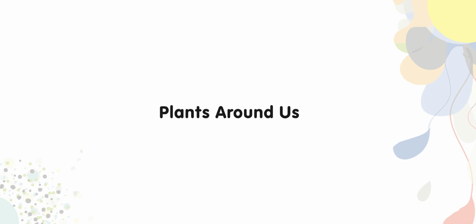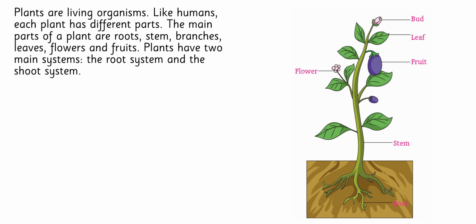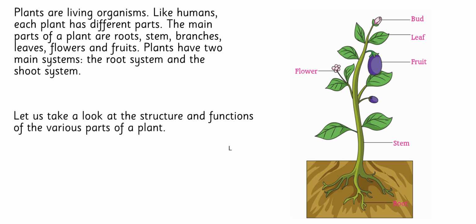Lesson 11. Plants around us. Plants are living organisms. Like humans, each plant has different parts. The main parts of a plant are roots, stem, branches, leaves, flowers, and fruits. Plants have two main systems, the root system and the shoot system. Let's take a look at the structure and functions of the various parts of a plant.